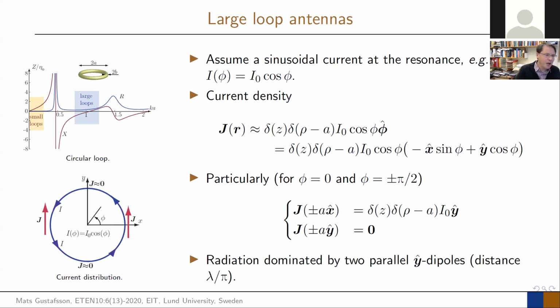So the radiation pattern is dominated by this dipole, and the distance between them is lambda over pi. So that is the separation. And the reason we know it's lambda over pi is that, of course, it's self-resonant here when the circumference is lambda. And then we can just compute what is the distance between them. So the distance from there to there, that is this distance d. And this one is lambda over pi. So that will give you an idea what the radiation pattern is.